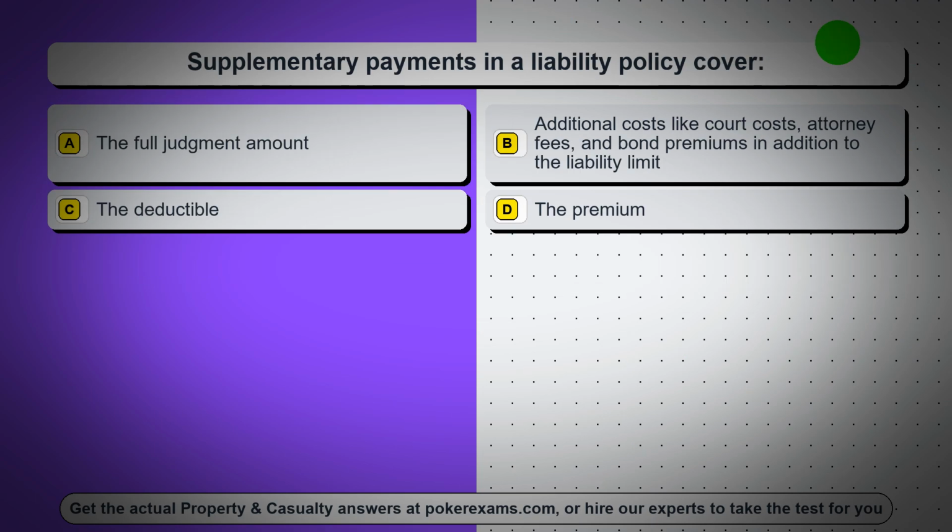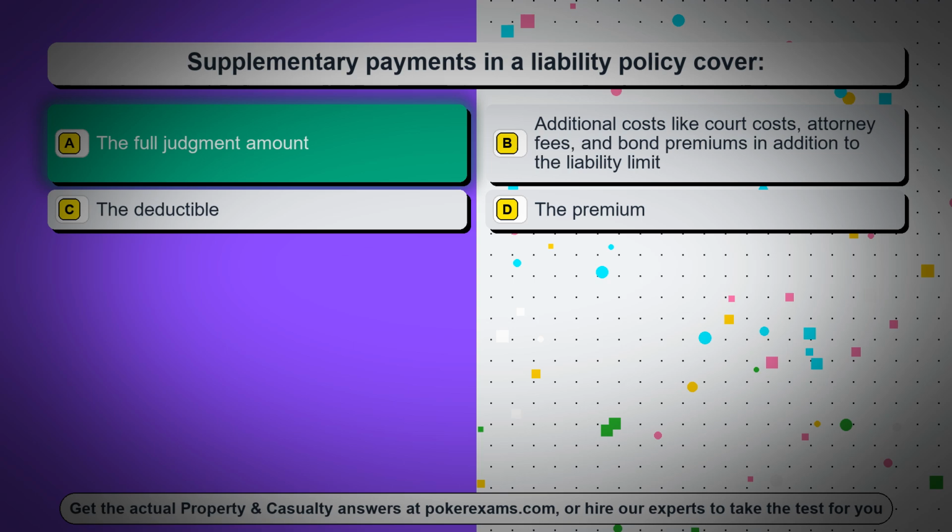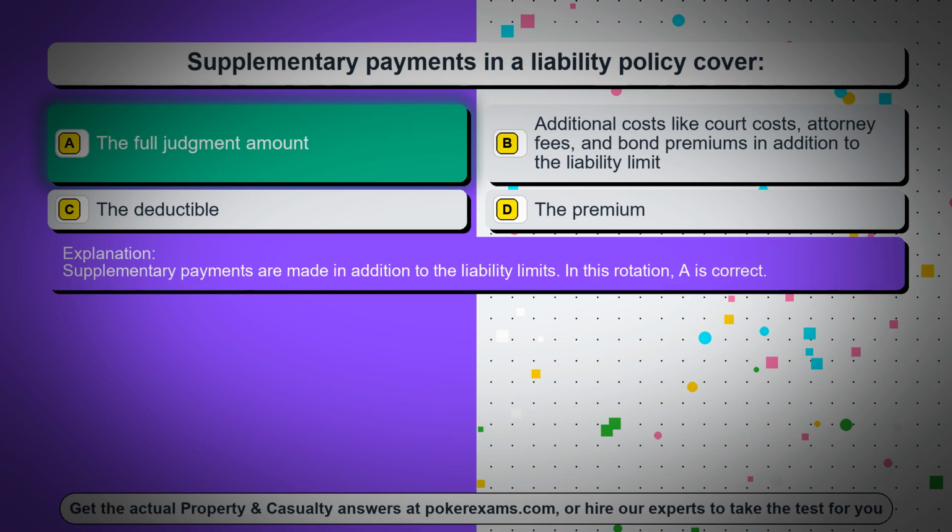Question 56. Supplementary payments in a liability policy cover. Option A, the full judgment amount. Option B, additional costs like court costs, attorney fees, and bond premiums in addition to the liability limit. Option C, the deductible. Option D, the premium. The correct answer is option A, the full judgment amount. Supplementary payments are made in addition to the liability limits. In this rotation, A is correct.